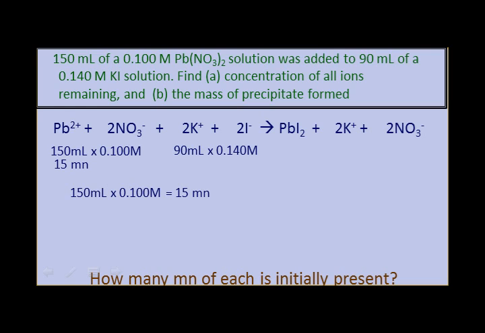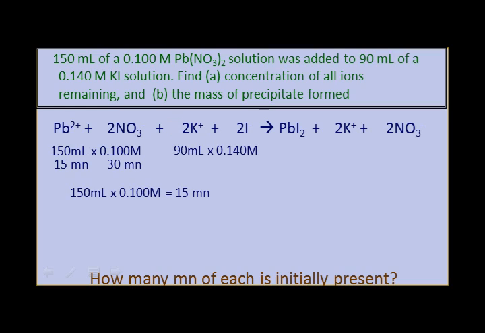But how much nitrate do we have? Well, notice we have a 2:1 ratio of nitrate to lead. So for that, we have 30 millimoles of nitrate ion. Get it? Okay, let's go to the potassium iodide. Now, the potassium iodide is a 1:1 ratio. The 2's in front of the potassium and the iodine are strictly there to balance the equation. They have nothing to do with the relationship that exists between the potassium and the iodine.